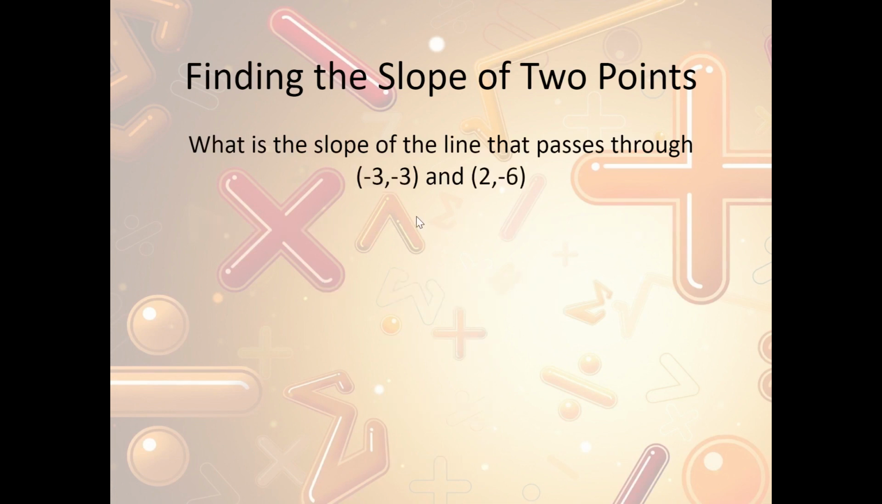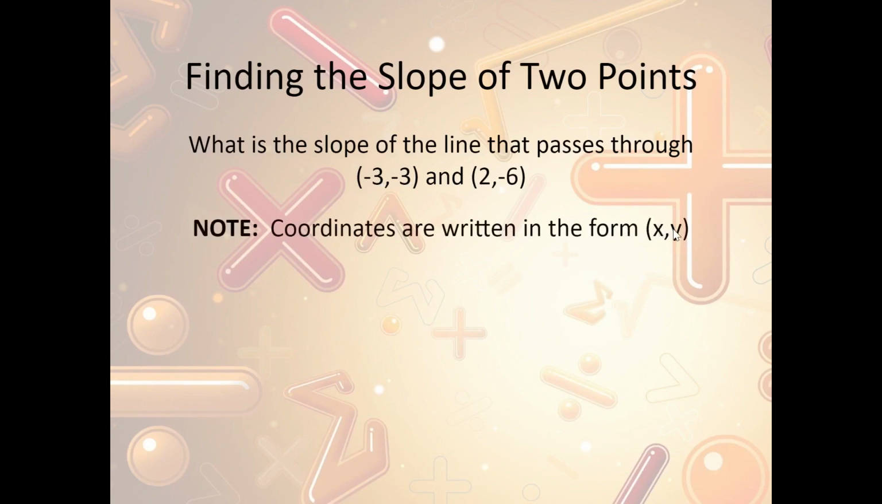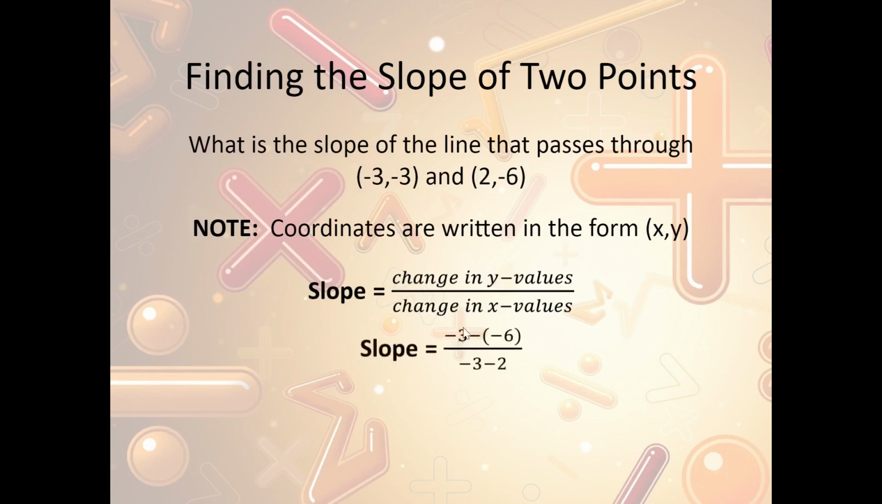What is the slope of the line that passes through (-3, -3) and (2, -6)? Again, coordinates are written as x and y. So this is my x, this is my y. This is my x, this is my y. And slope is change in y over change in x. So I'm going to calculate that by subtracting my y values first: -3 minus -6. And then I'm going to subtract my x values, which is -3 minus 2.